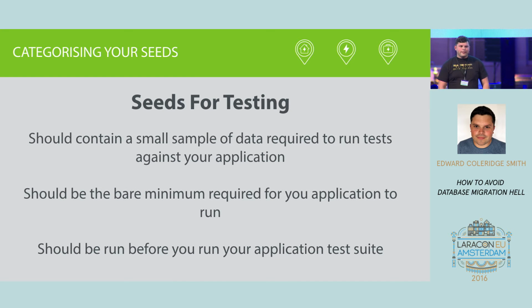So in the test seeds, these should be a very small subset, because actually if you have a huge amount of data in your seeds, they do sometimes run quite slowly. So what you want to do is seed the bare minimum amount of data you need, and then you can also top stuff up using factories, because you could call a factory within a test to add more data if you needed. And you would just call these test seeds from within your test environment. So within Laravel, you could stick a call in your test case to seed your database, because you can call artisan commands from there.